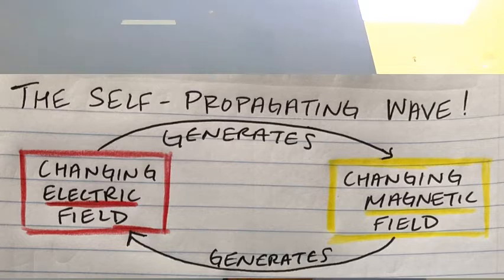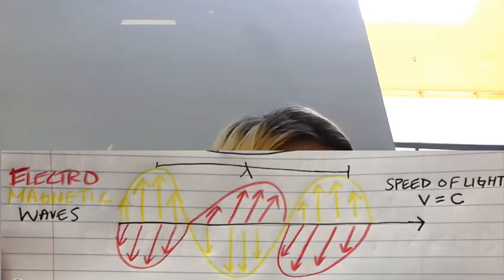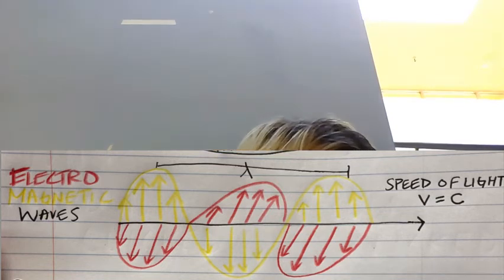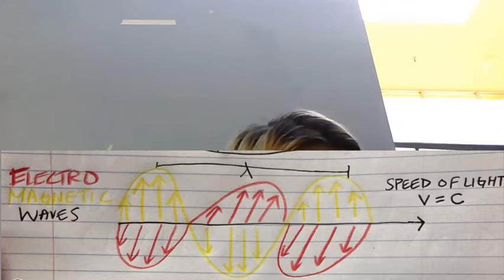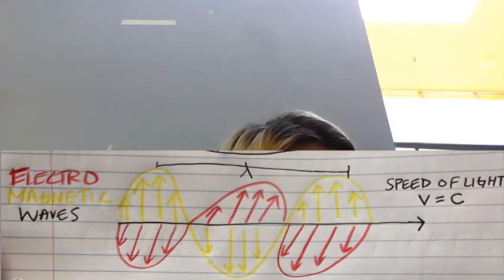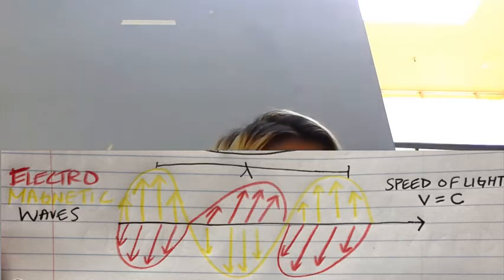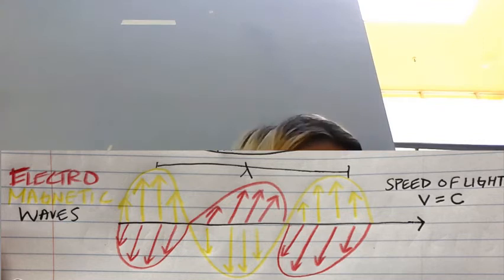So let's draw that. We're going to use red to represent electric fields and yellow to represent magnetic fields. So this is an electromagnetic wave. Notice that the yellow magnetic field is perpendicular, or at a 90-degree angle, to the electric field. And we're going to be using lambda, that upside down Y symbol, to represent the wavelength, the distance from crest to crest of each of these different types of waves.